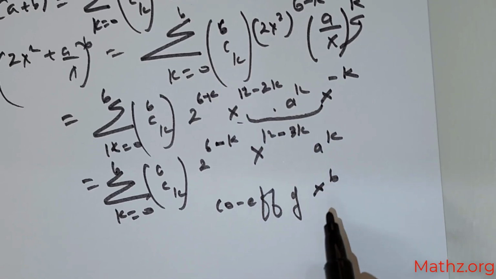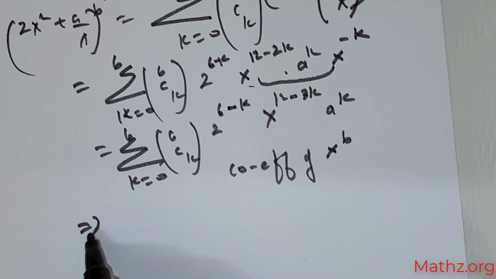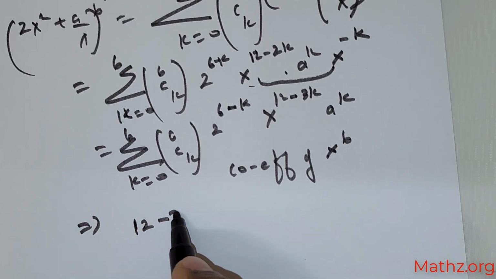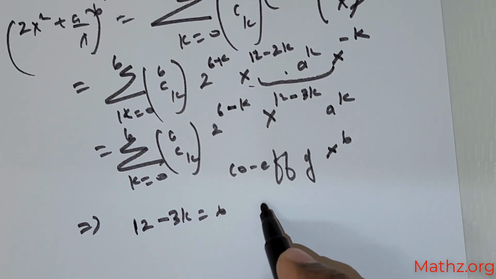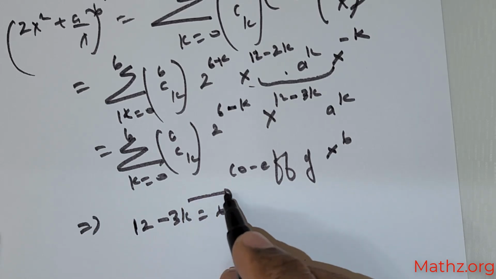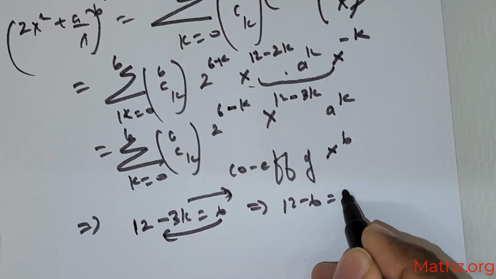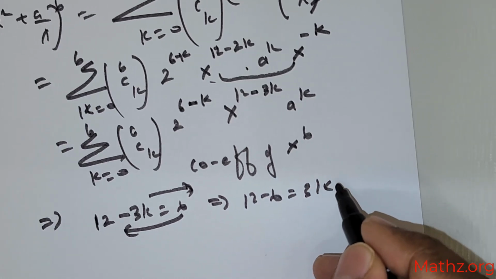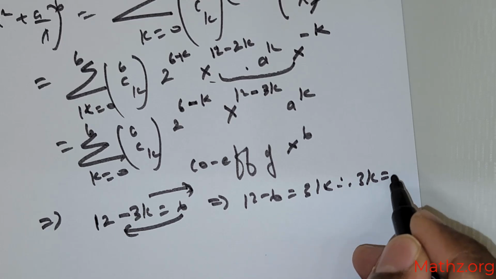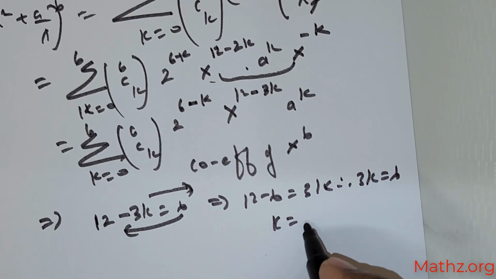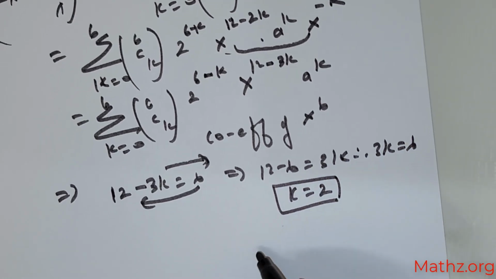So for that to occur, 12 − 3k should be equal to 6. You push the 3k to the other side and the 6 to this side. This will give you 12 − 6 is equal to 3k. Therefore 3k is equal to 6, so k is equal to 2.